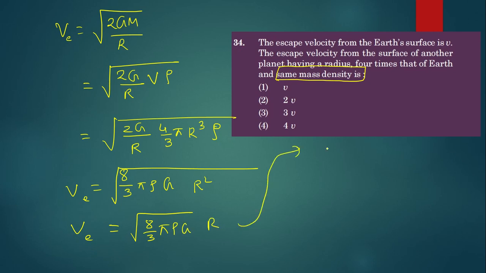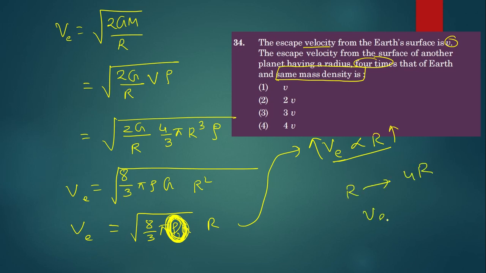What does it tell? It tells that escape velocity is proportional to r. Now you see, if the radius is increasing, then escape velocity will increase when the density is the same. The question says that escape velocity of Earth is v. What is the escape velocity of the other planet having a radius 4 times the Earth but the same mass density? Both planets have the same mass density, which means v is proportional to r. If the radius becomes 4 times r, then escape velocity will become 4 times the escape velocity of Earth. So answer is option 4.